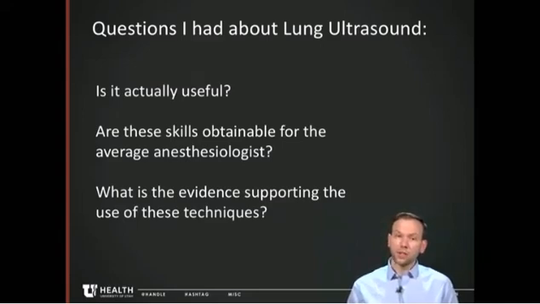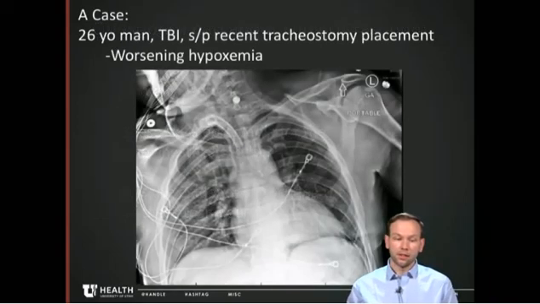So we're going to start off today with a case. This is a case that I saw personally. It's a 26-year-old man who was admitted with a severe TBI, and due to respiratory failure in the ICU, he needed a tracheostomy. When he returned to the neurocritical care unit, he developed worsening hypoxemia, and we worked it up with the following chest x-ray.